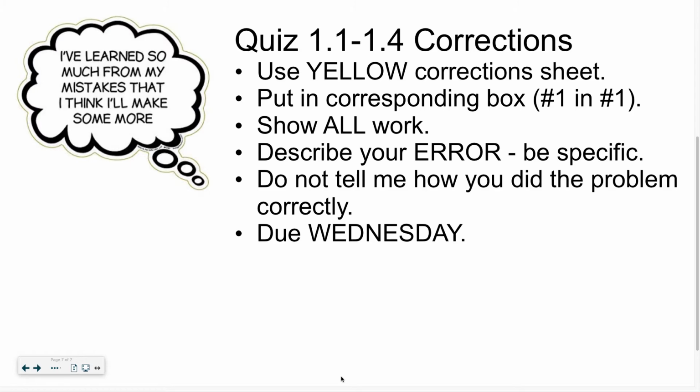So let's say you got number 1 right. You don't have to put anything in box 1. You missed something on number 2, go straight to number 2. So anything that has points taken off is something you would want to redo to get points back. Read the top of the second column. It is not asking for a list of steps of how to do the problem correctly. It is asking you to describe your error. If you describe how to do the problem correctly, you are not answering what I want you to answer.